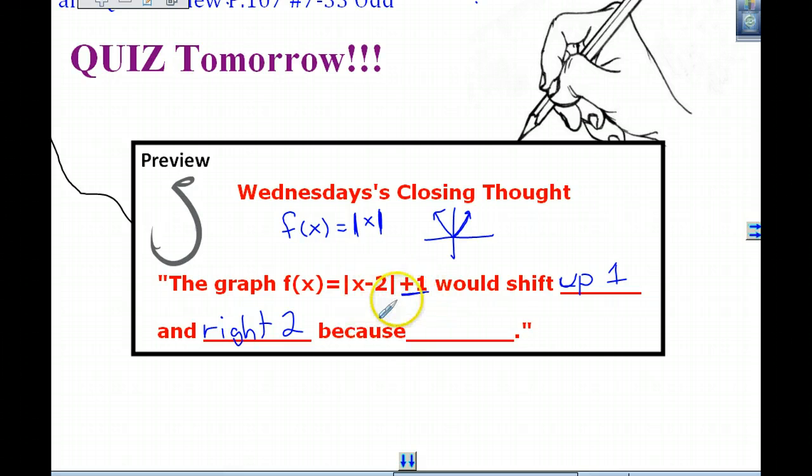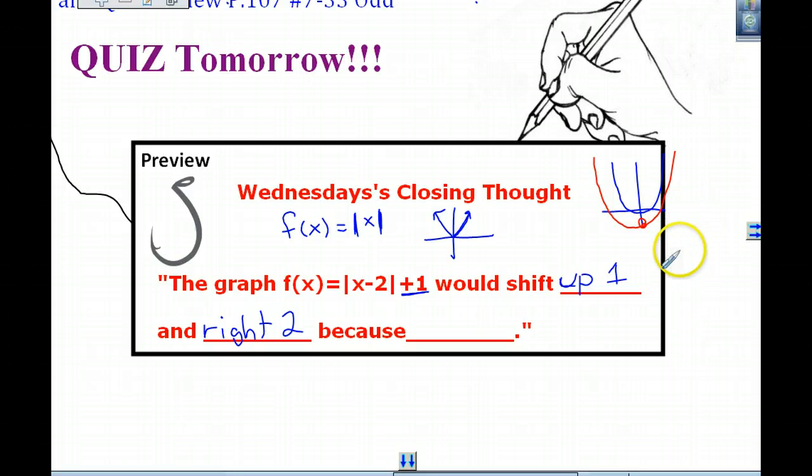So understanding this idea, this works for basically every graph. It works for parabolas. We kind of looked at parabolas yesterday. Y equals x squared, it looks like this. Y equals x squared minus 1, it looks like this. It just moves everything down. So it doesn't matter if it's absolute value, a parabola, or even a straight line.